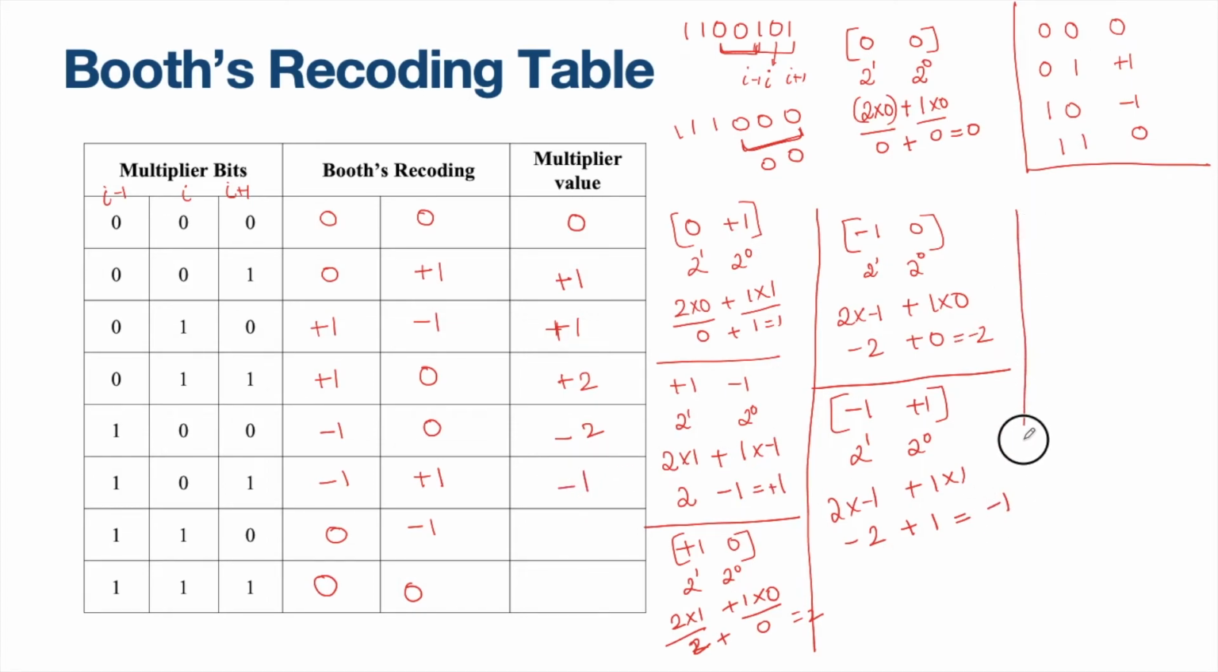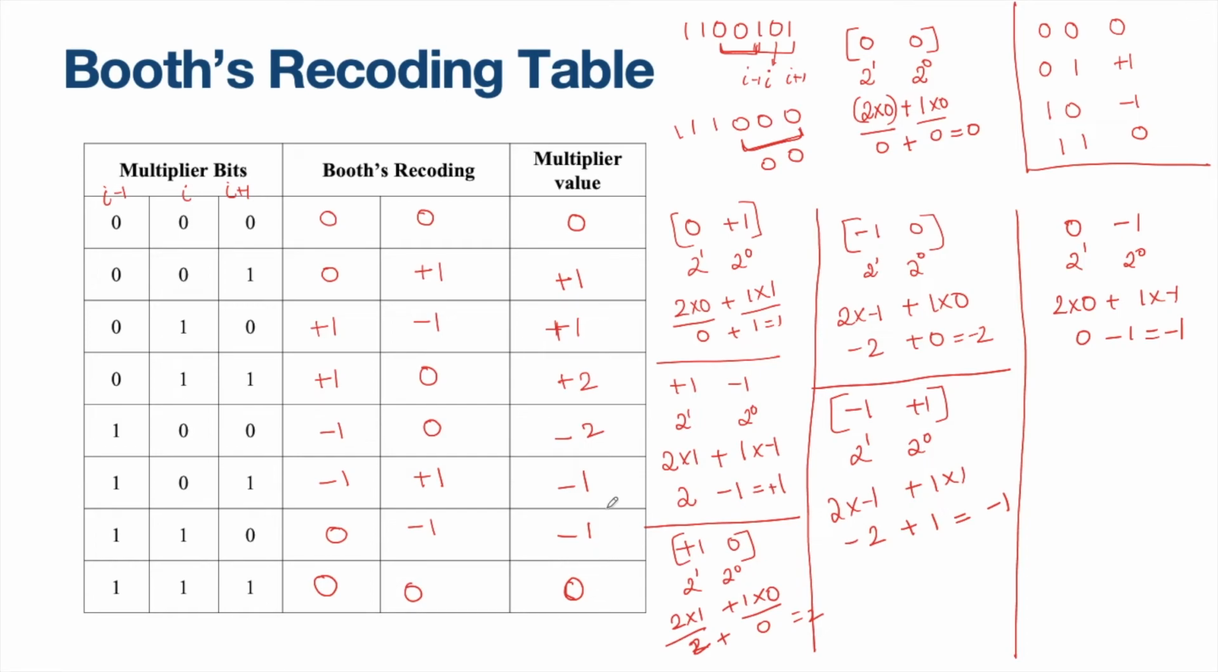And next we have 0 and minus 1. So again 2 to the power 0, 2 to the power 1, 2 into 0 plus 1 into minus 1. 0 minus 1, which is equal to minus 1. So the value will be equal to minus 1. If it is 0 and 0, we have already worked out the output is 0. So again the multiplier value should be equal to 0.